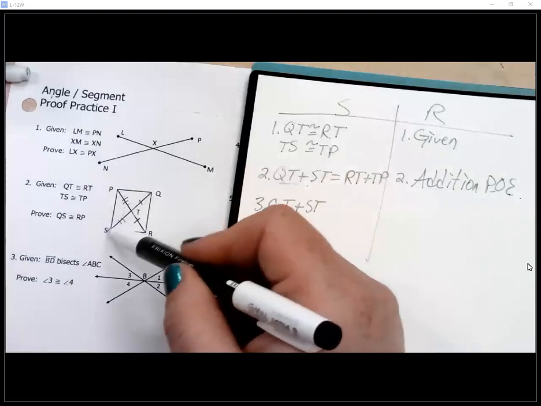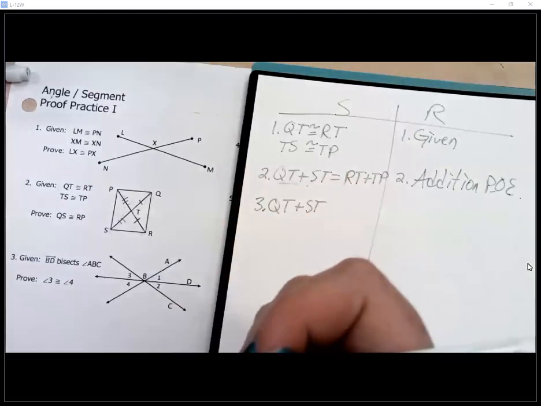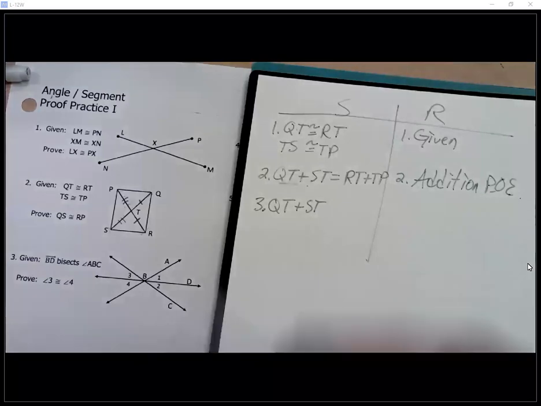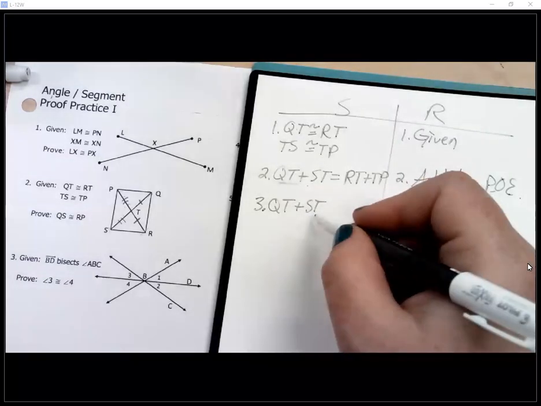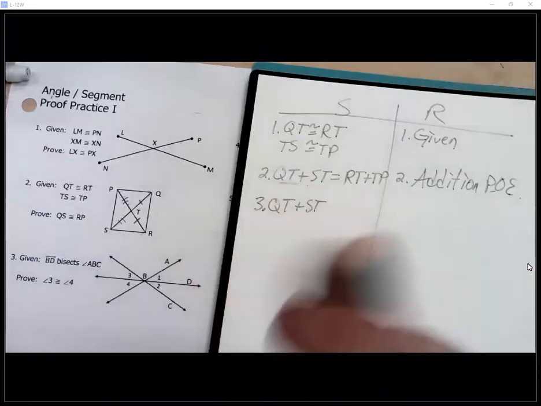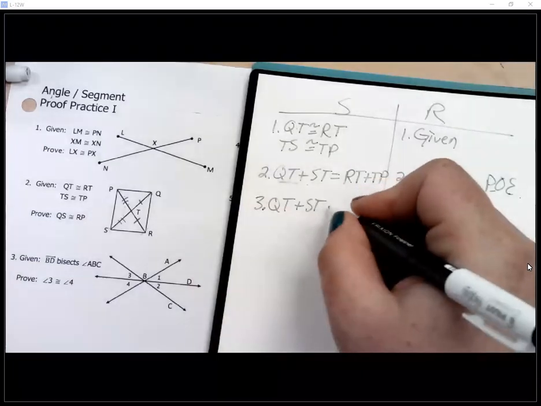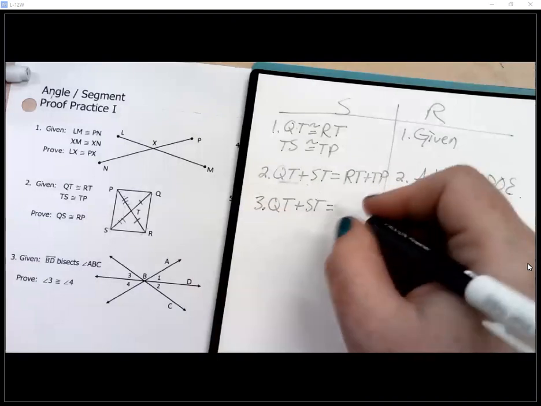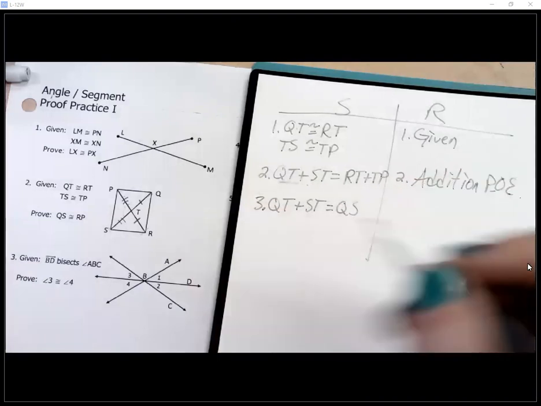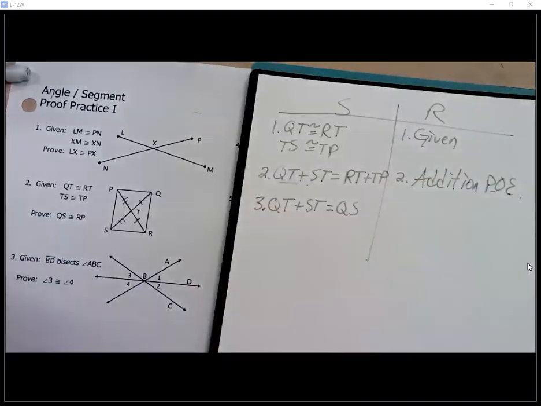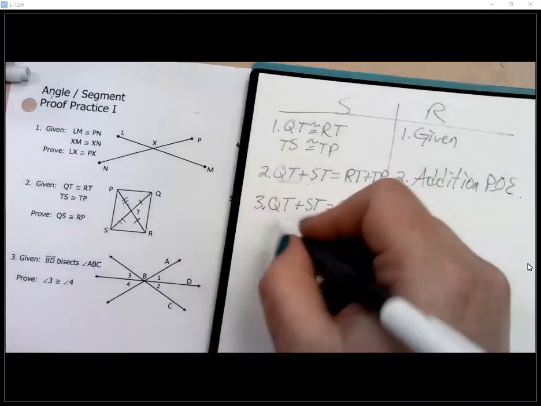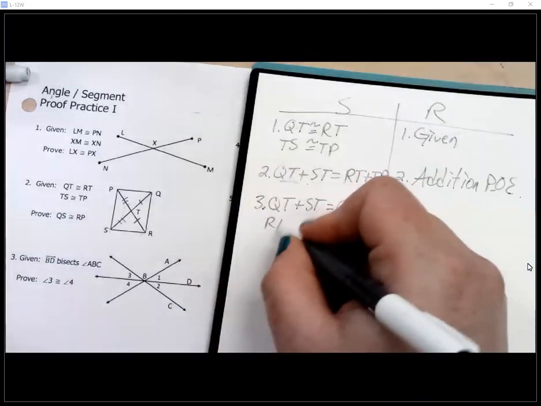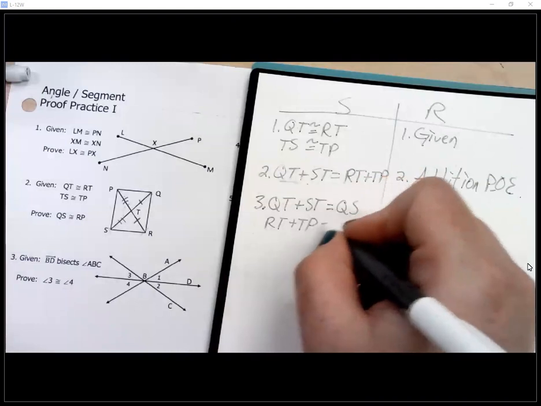Elizabeth? Could you flip around steps 2 and 3, or does it have to be in that order? You could have flipped steps 2 and 3, yep, because they are independent of each other. So QT and ST is going to be QS when you put them together. And then you could do the same thing for the other diagonal. So the other diagonal, I've already got it here, RT plus TP together gets you PR.